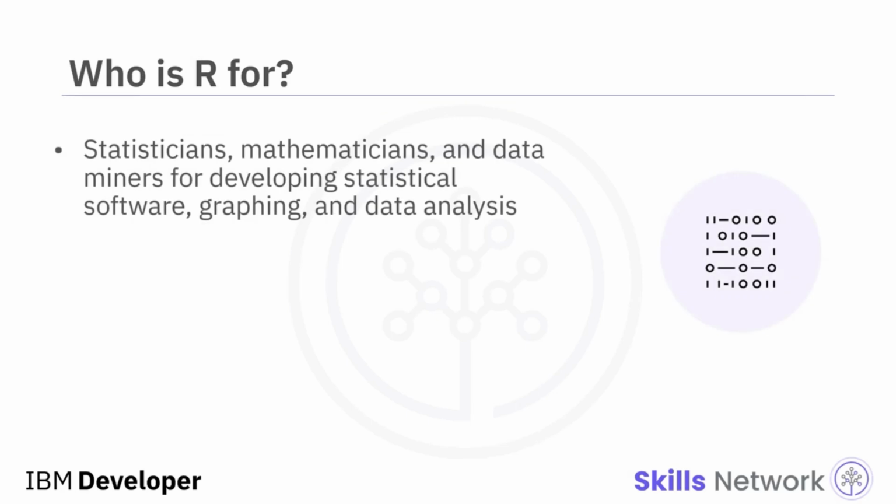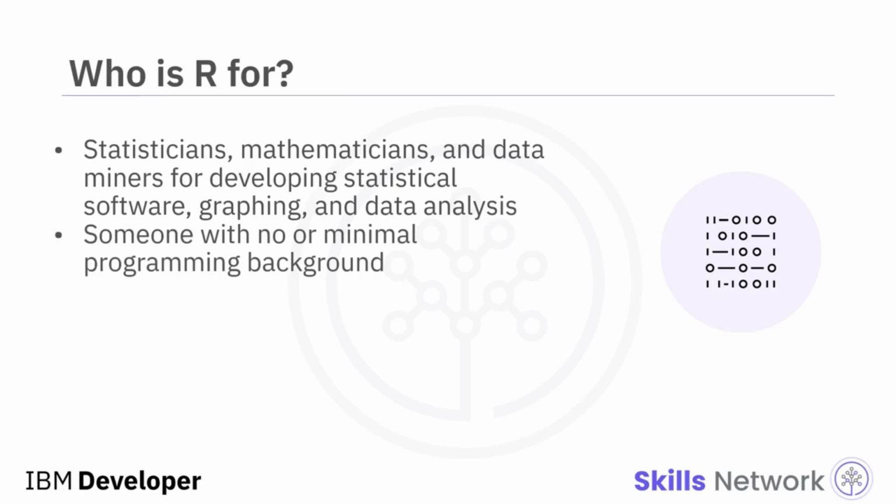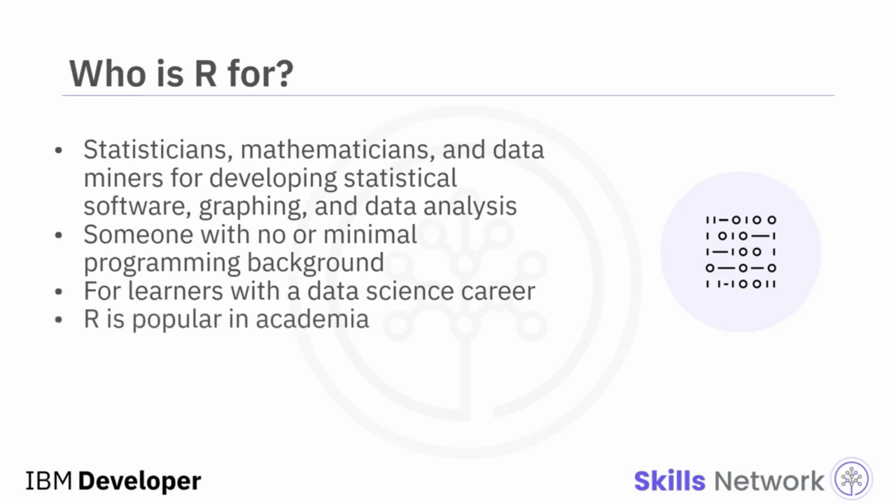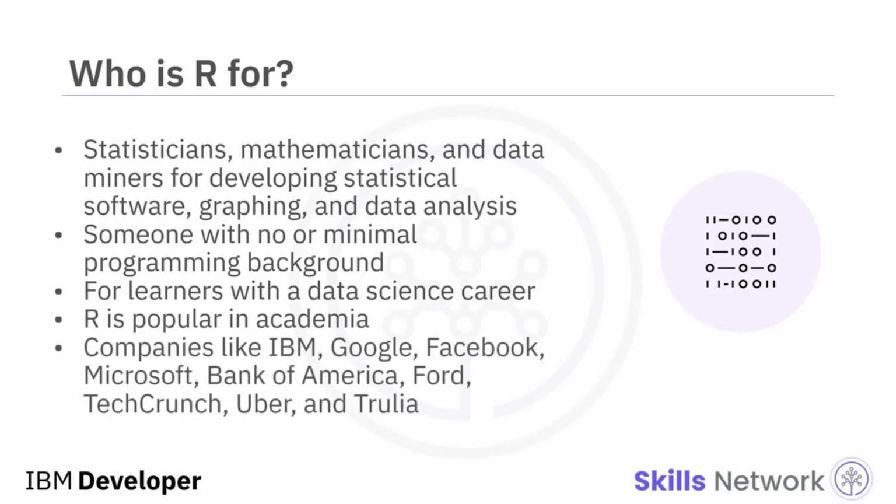Statisticians, mathematicians, and data miners use R to develop statistical software, graphing, and data analysis. R language's array-oriented syntax makes it easier to translate from math to code for learners with no or minimal programming background. According to Kaggle's Data Science and Machine Learning Survey, most programmers learn R after a few years into their data science career, and R is mostly popular in academia. In addition, companies that use R include IBM, Google, Facebook, Microsoft, Bank of America, Ford, TechCrunch, Uber, and Trulia.